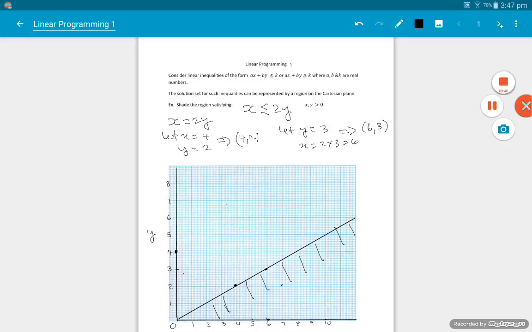So we've considered a number of cases of being able to draw the graphs of linear inequalities. In the next video, we will show how these are put together in solving a typical linear programming question.